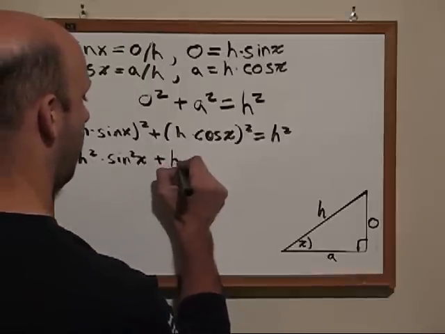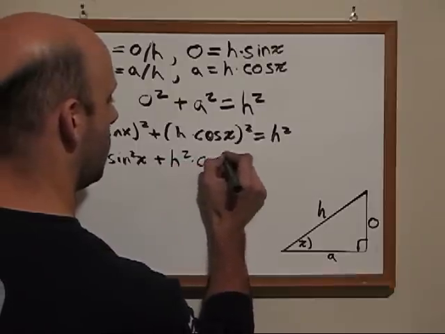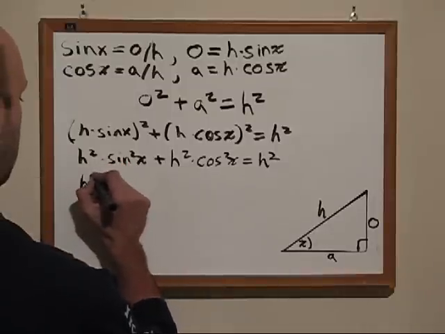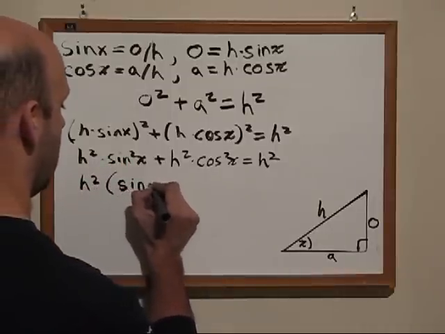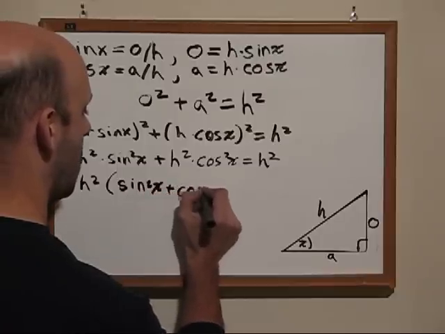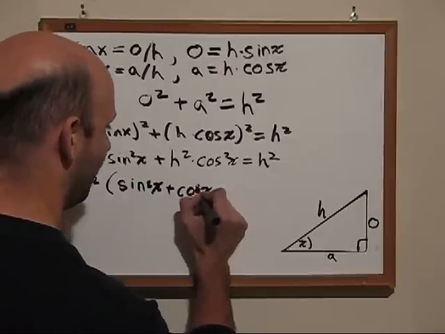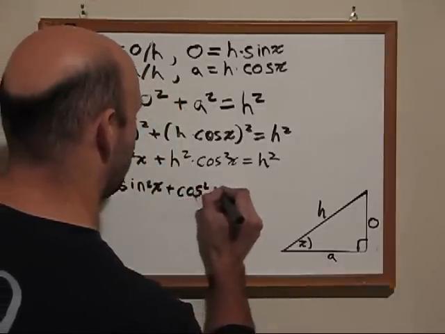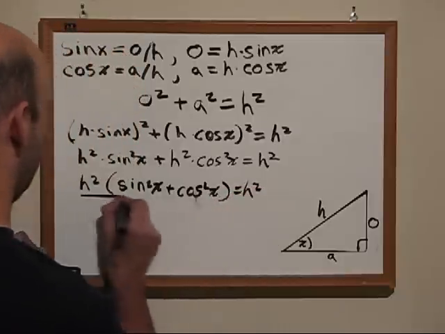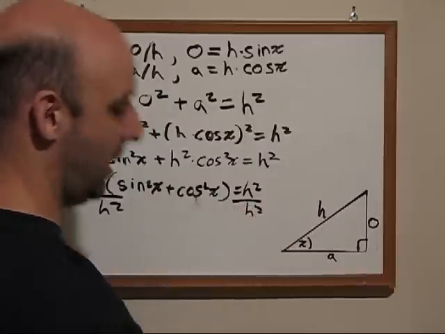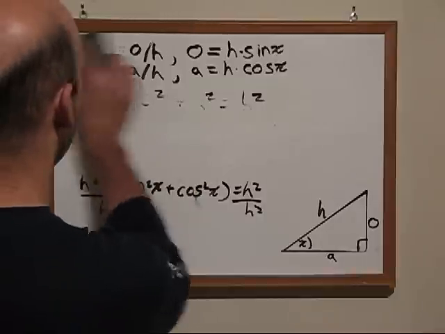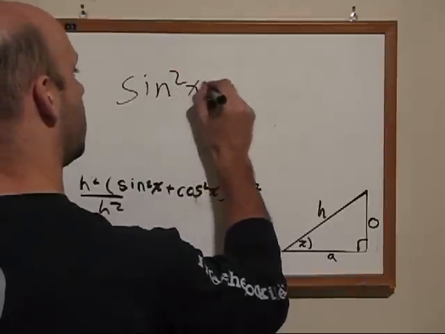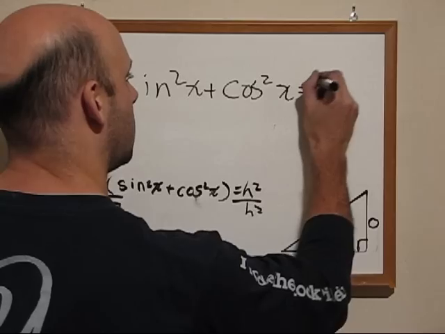And we do the same thing over here, and we have H squared times cosine squared x is equal to H squared. We can factor out the H squared. We get H squared times sine squared x plus cosine squared x equals H squared. Divide both sides by H squared, and we get sine squared x plus cosine squared x equals 1.